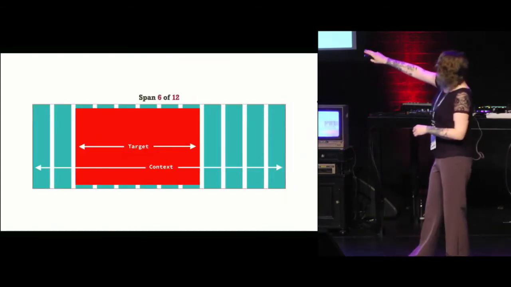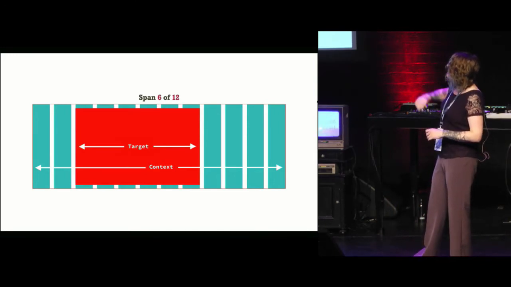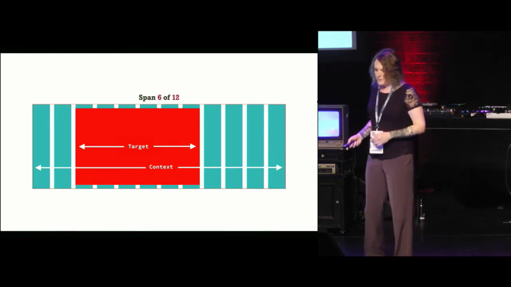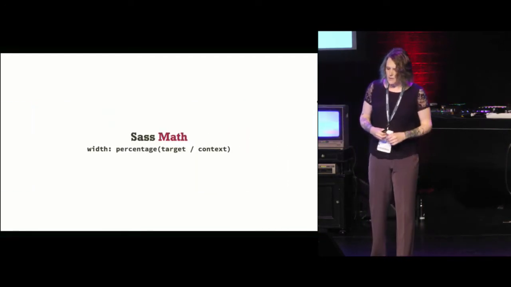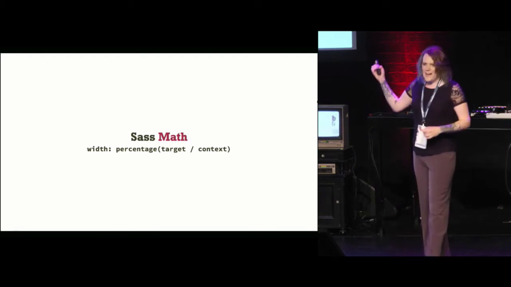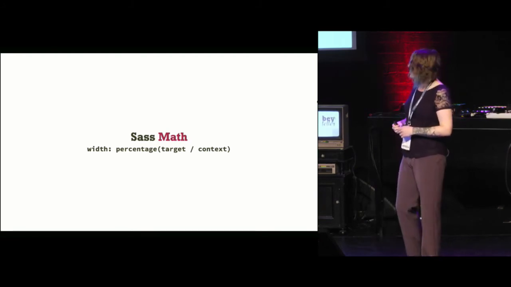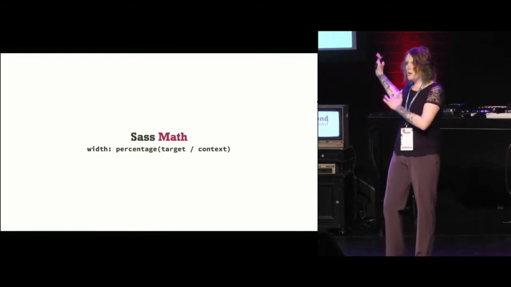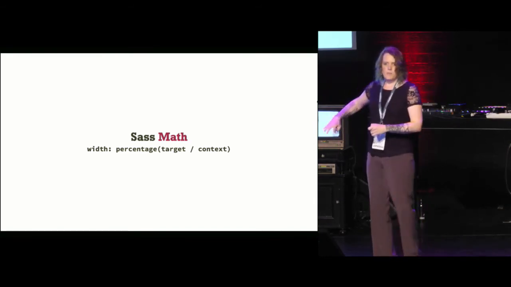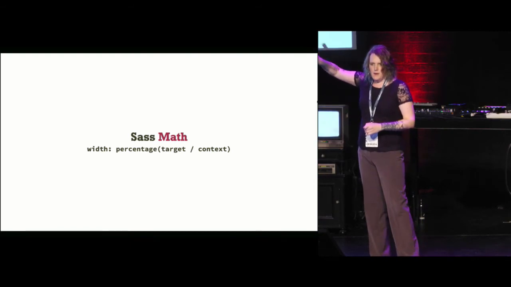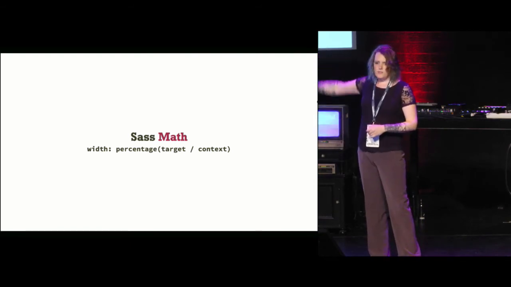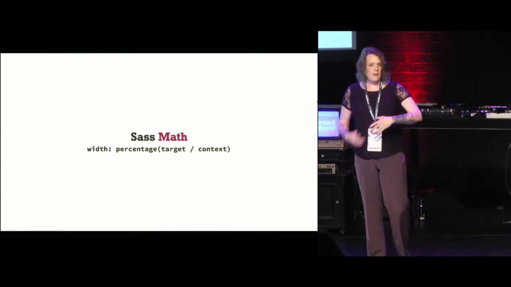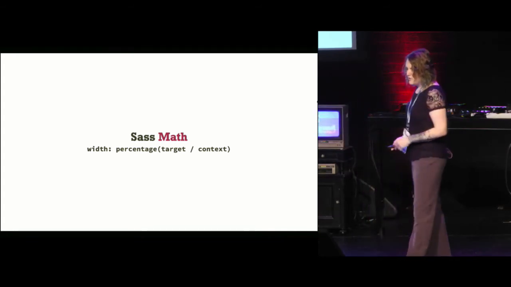So there's our target. We want it to span 6. The full context is 12. We do the division and we get the result. In Sass, you can write it just like this: percentage is target, the percentage of the target divided by the context. This is a grid system. You can ditch Susy and you can use this. You can write percentage 3 of 6, percentage 6 of 12. And as long as you're not dealing with gutters, this will handle it.